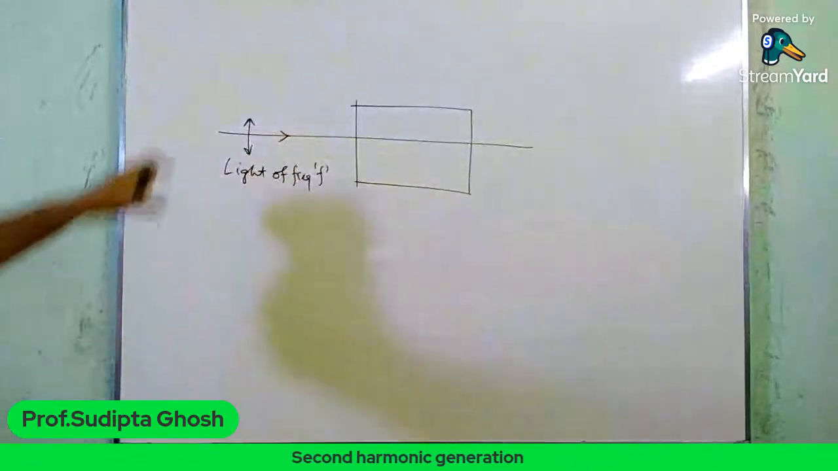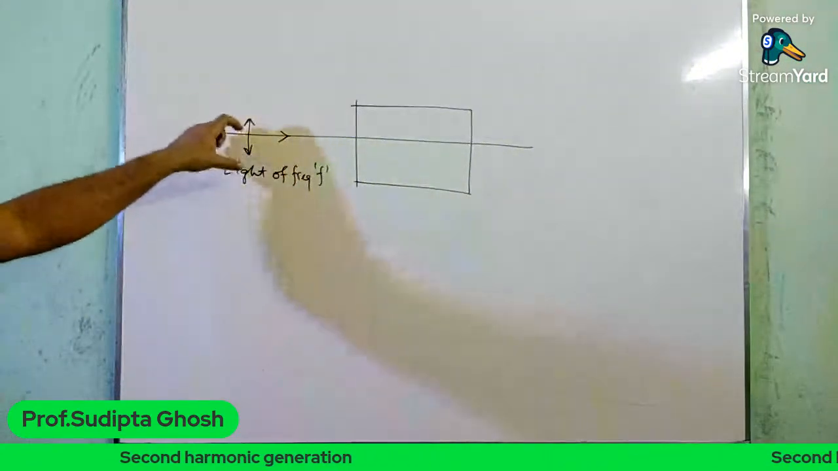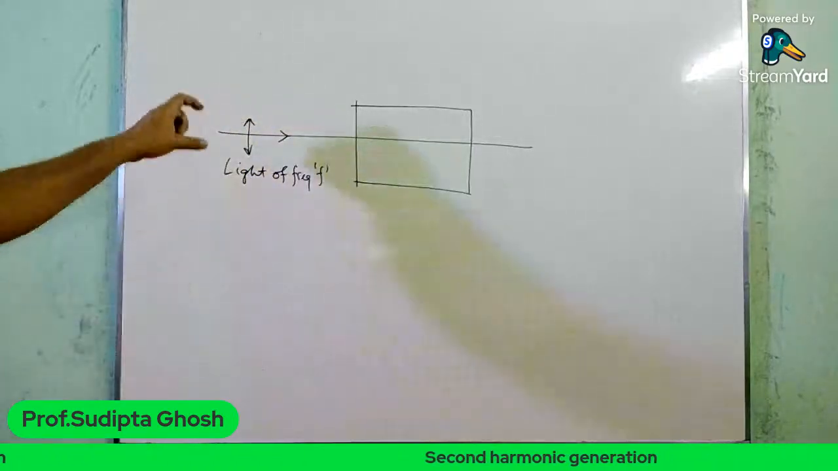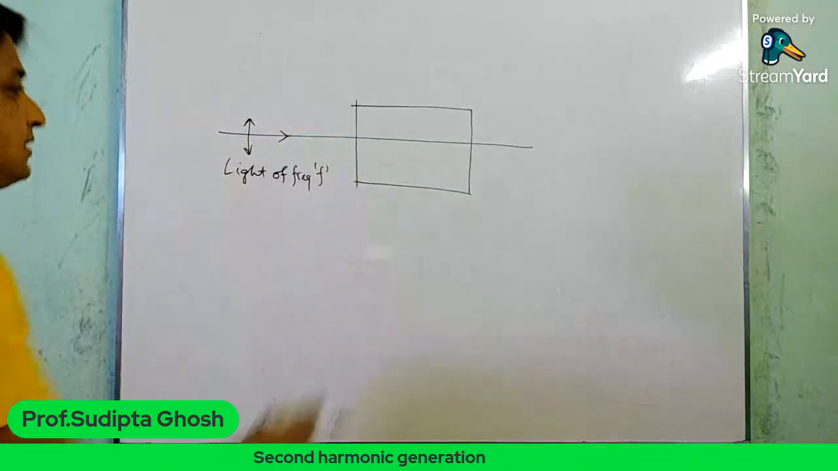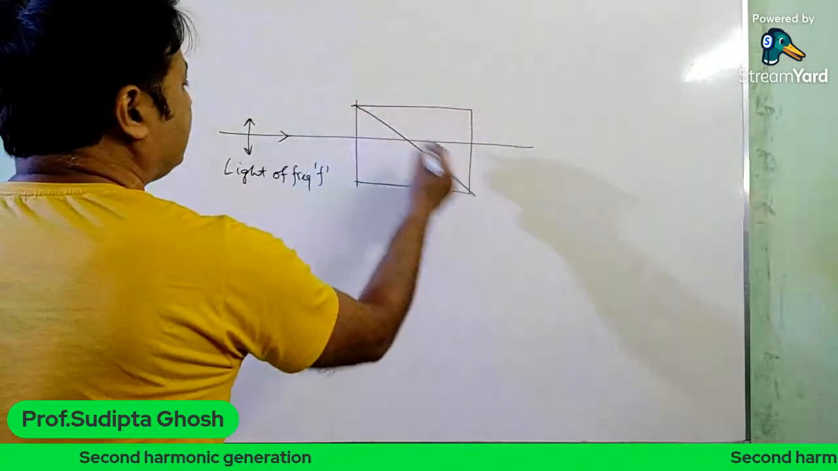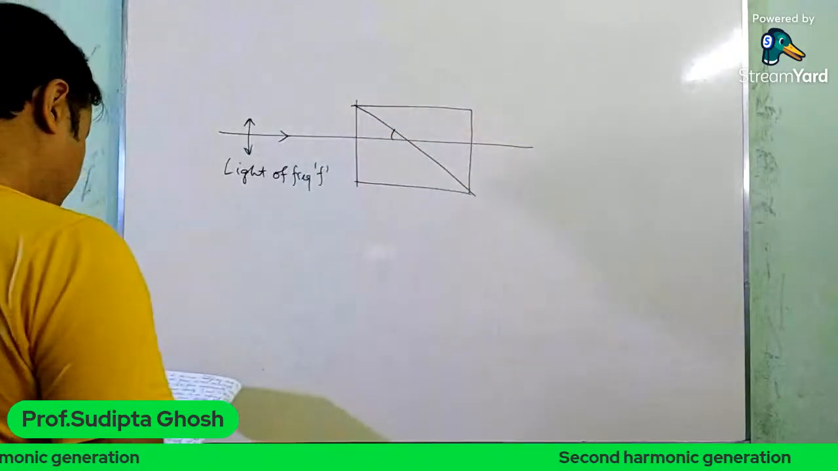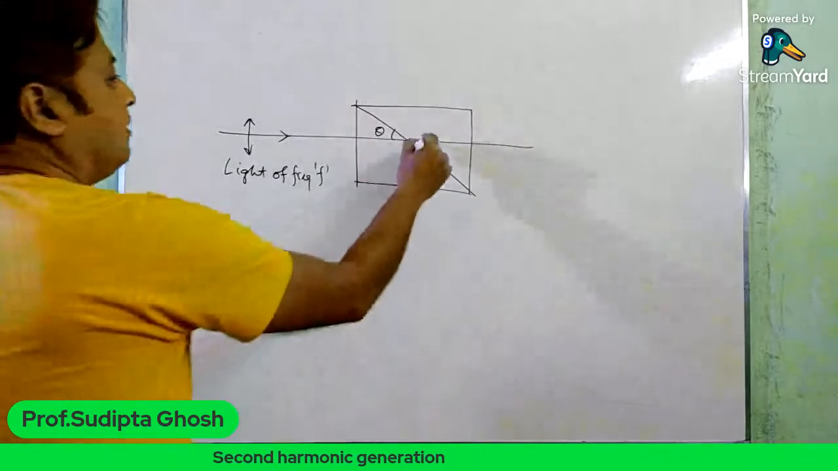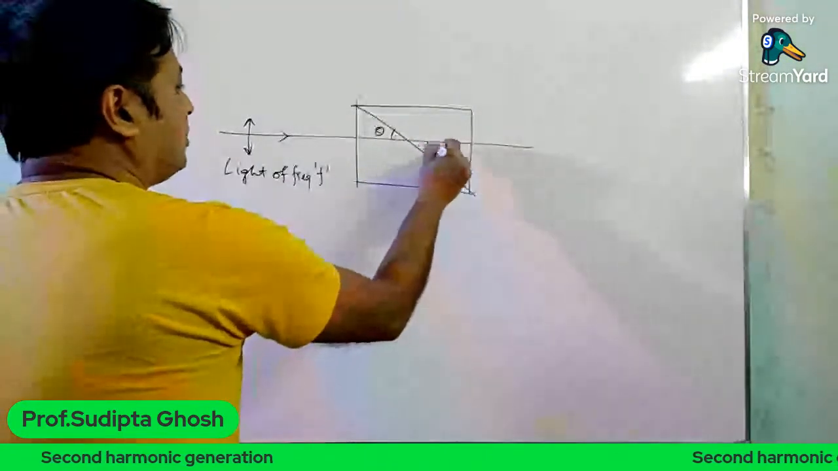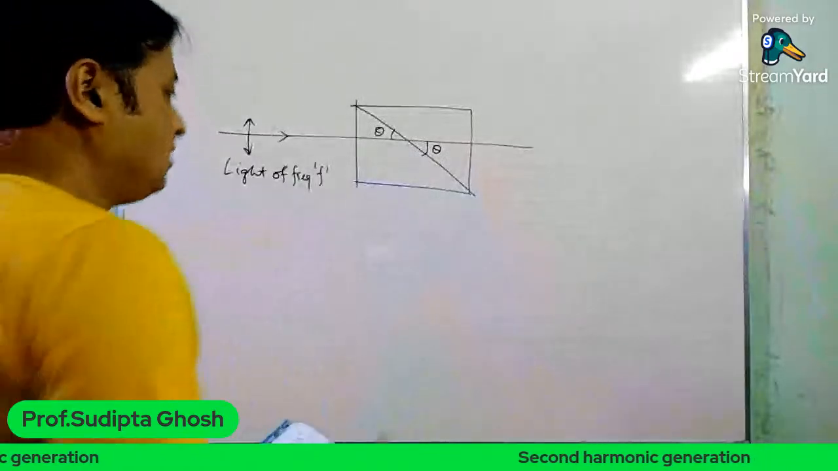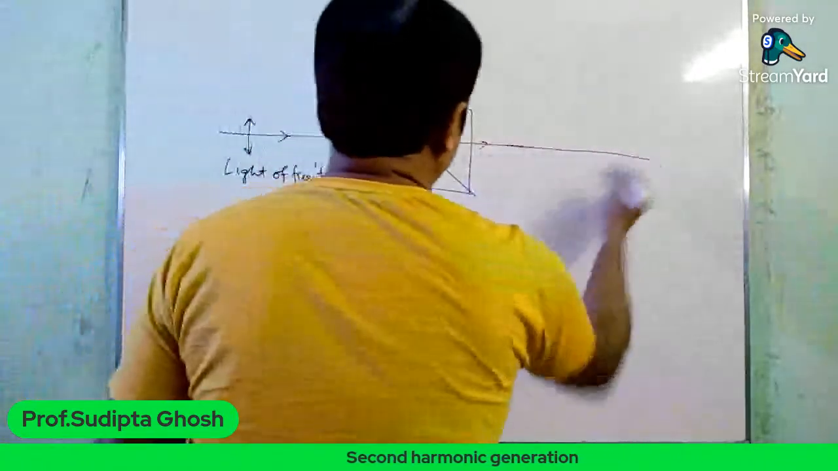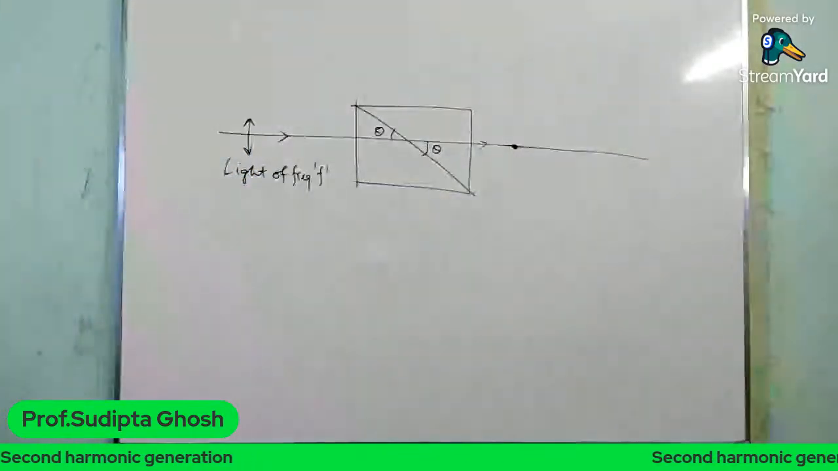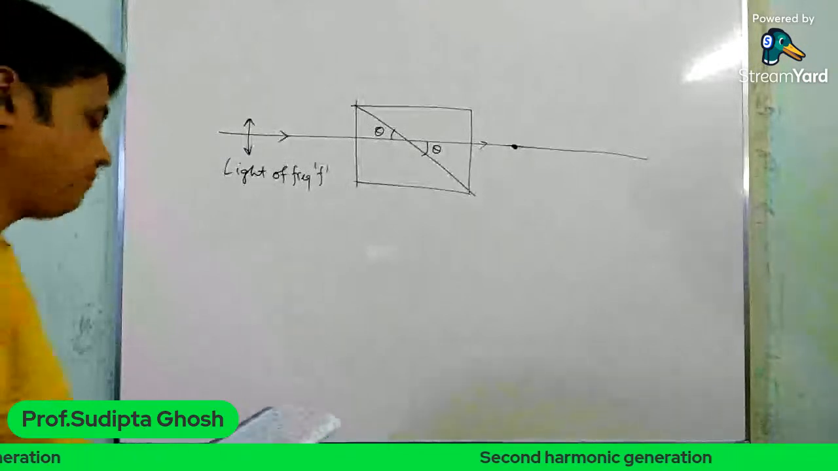So this is the incident light, and with this arrow I am talking about the state of polarization of the light. This is the nonlinear material, and this is the optical axis. So this angle is theta. Now after passing through this nonlinear material, what happened? We find that we have one component as the secondary wave or the second harmonic wave.